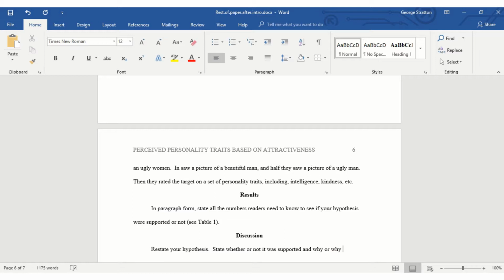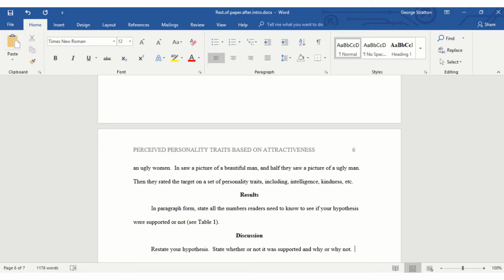So if it was supported, you would just repeat the rationales from the introduction. So if my hypothesis is that the target's personality traits will be rated more positively if the target is attractive versus unattractive, I might say, okay, we hypothesized that attractive targets would receive more positive personality trait ratings than unattractive targets. This hypothesis was supported, most likely because of the halo effect, where people assume attractive people have positive traits. So you're just restating what you found.